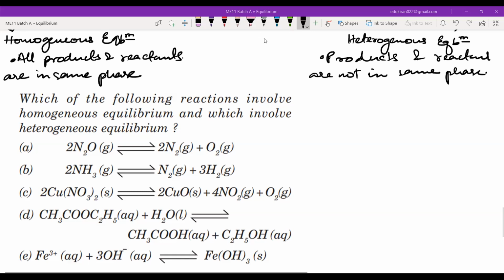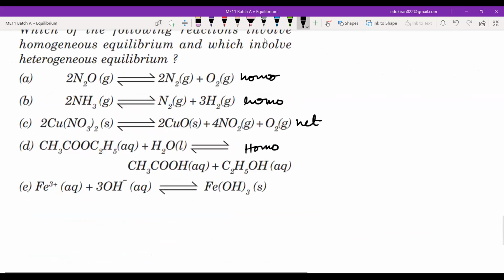Yes Hamza, tell me. The first one is homogeneous. Okay, second one is also homogeneous. Third one is heterogeneous. And the fourth one is also, no, it is homogeneous. Okay, very good. Paying attention. Okay, what about the E case? E is heterogeneous. All right.